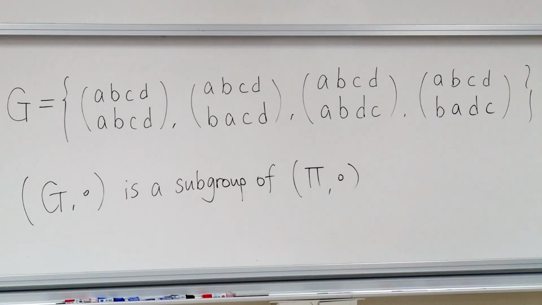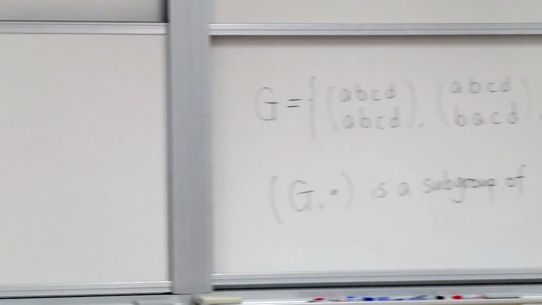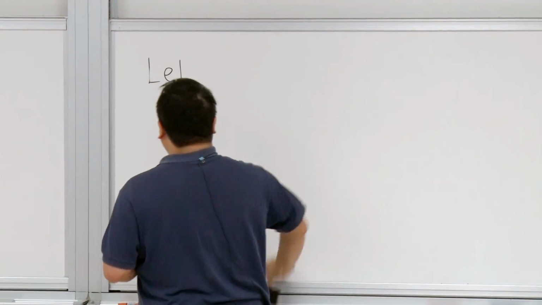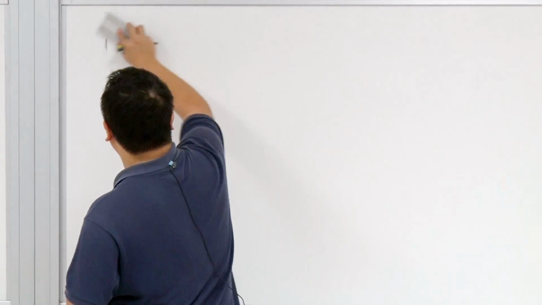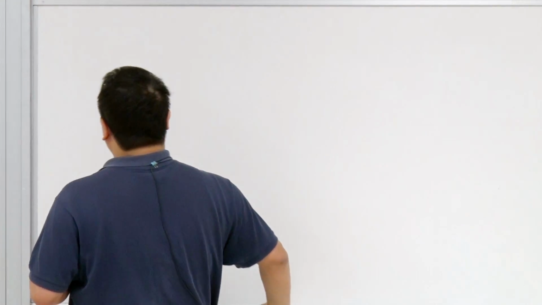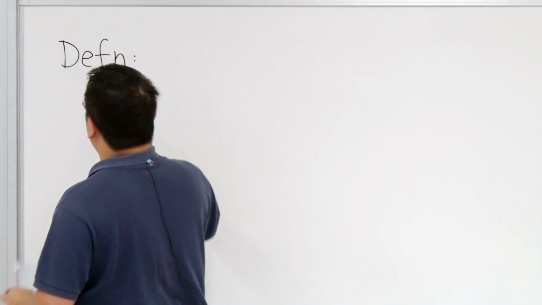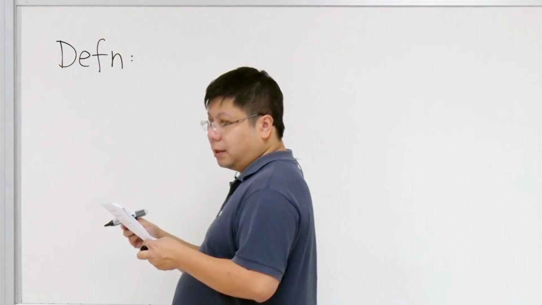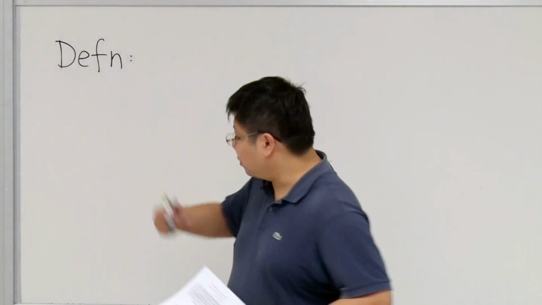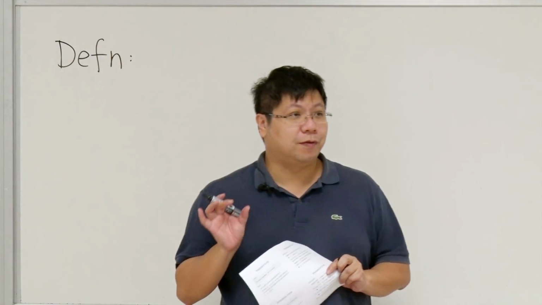Okay, so now we have this definition. So we define whether two elements are related. We define the concept of related.